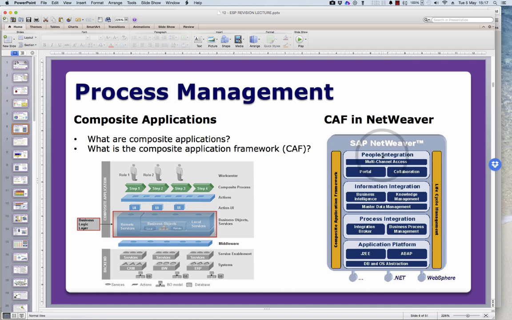It handles all these different things like people integration, information integration, process integration, the application platform, which is Java based, and there was also ABAP, which is SAP's programming language. So we covered that probably in one of the lectures, the SAP NetWeaver and what it offers. So you might be asked a few questions about that. You might be asked about what are composite applications, or how does that work.